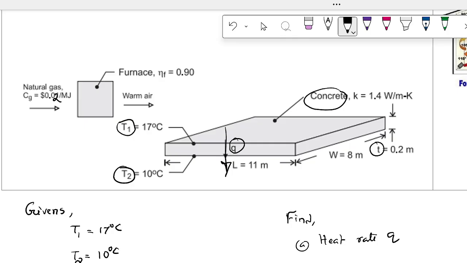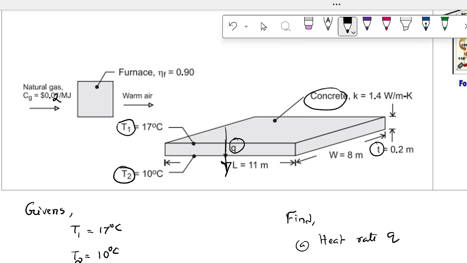What is the second assumption? Constant properties. The K is a property of concrete. It can vary everywhere. When you pour the concrete, the density could be different at different places, and the K value could be different as well. But we are assuming no, it's the same. K is 1.4. Understand? So that's the constant property.